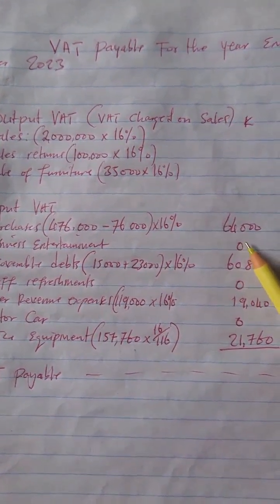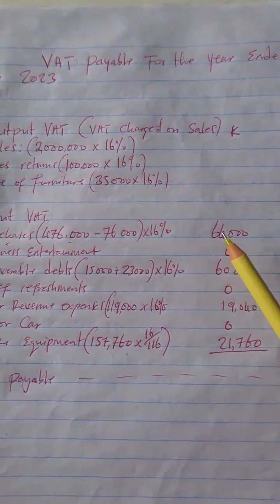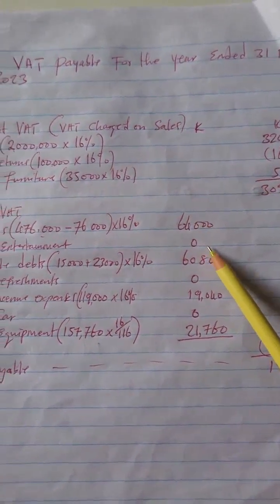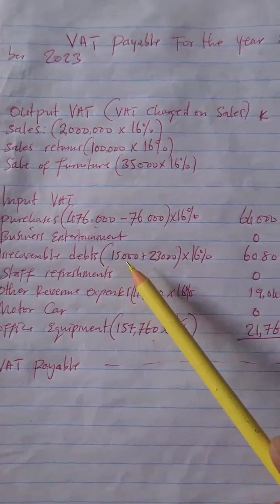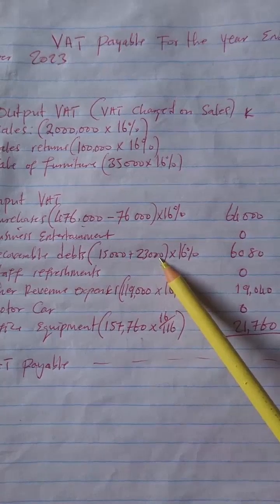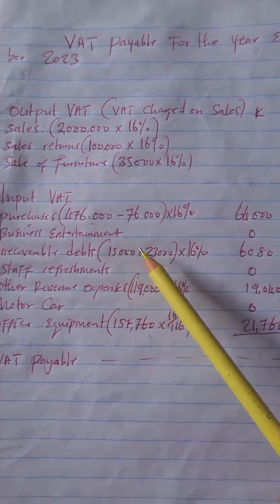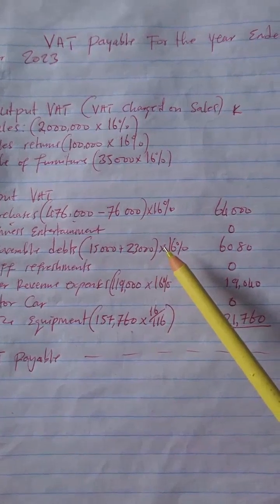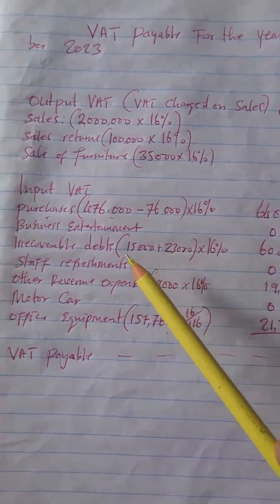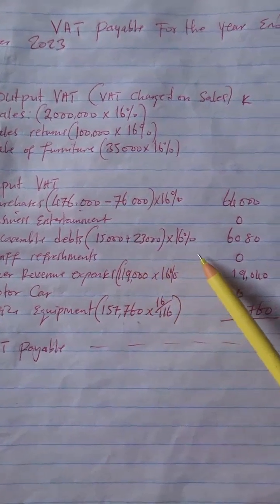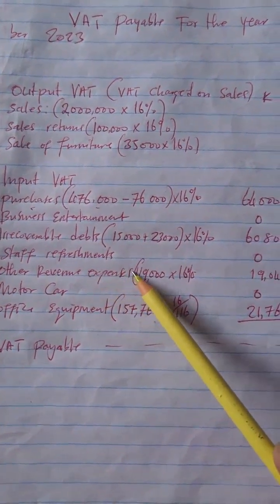So you are required to indicate those transactions where the claim is 0 or where the charge is 0. You still need to indicate them. You don't leave out such transactions from your calculations. Irrecoverable debts, we had 2 types, which is 15,000 plus 23,000 kwacha. These figures, you need to add them. These are the debts we failed to recover from our clients. You still calculate the claimable 16% input tax. And on the staff refreshments as well, you are not allowed to claim anything, so no calculations are made. It's a 0.